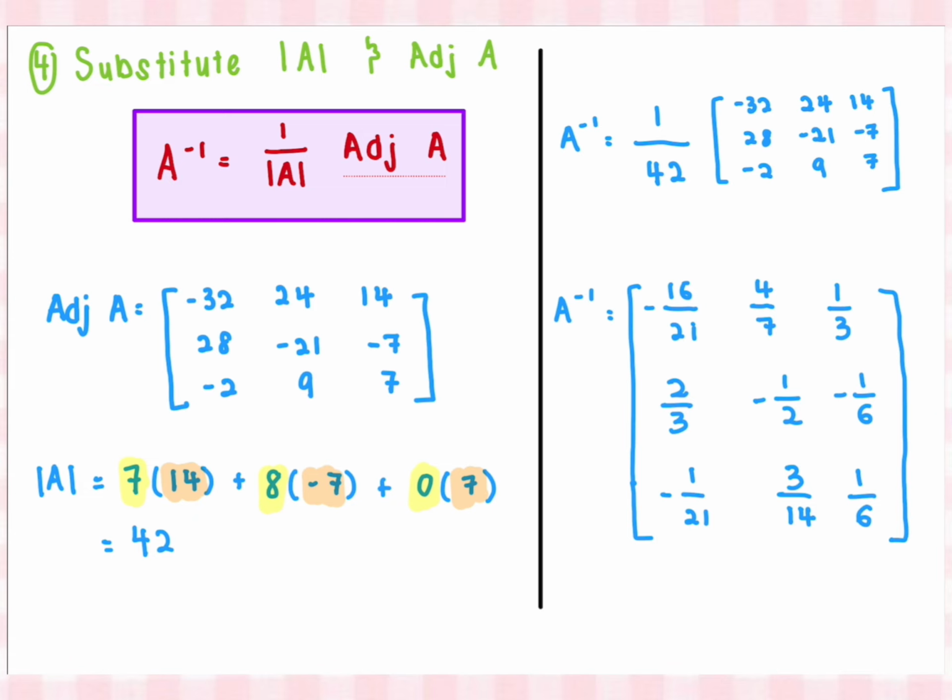So how do we multiply this with our adjoint A? We just need to multiply it one by one. So 1 over 42 times negative 32, we will get negative 16 over 21. 1 over 42 times 24, we will get 4 over 7. And 1 over 42 times 14, we will get 1 over 3. And so on. So it's easy, right?